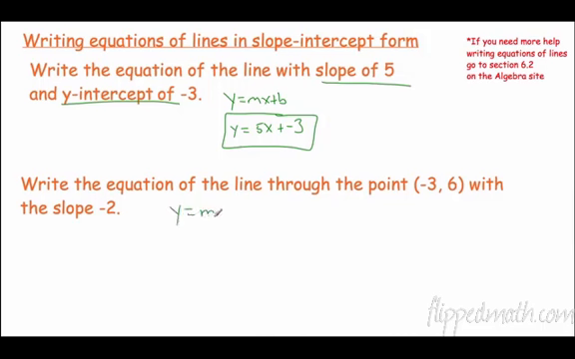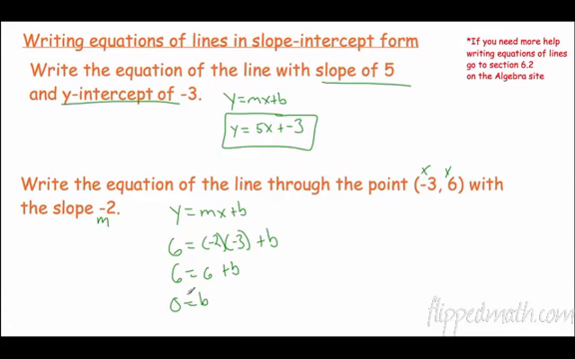I have my y equals mx plus b. Now in this situation, what do I have? I have an x, I have a y, and I have an m. So I don't have a b, so I'm going to plug everything I know in. So y is 6, m is negative 2, x is negative 3, and b we don't know. So negative 2 times negative 3 is 6, so 6 equals 6 plus b. Subtract 6, and then we get b is 0.